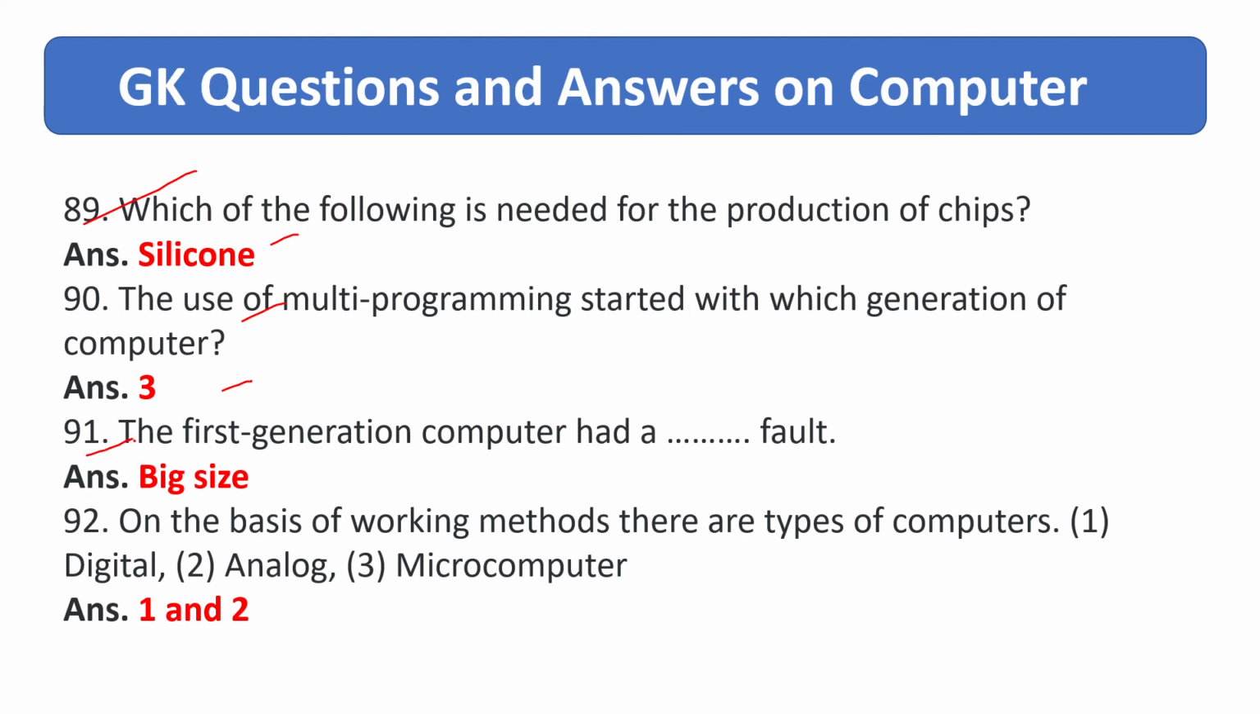The first generation computer had a? Answer is disk size fault. On the basis of working methods, there are two types of computer. Answer is digital computer and analog computer.